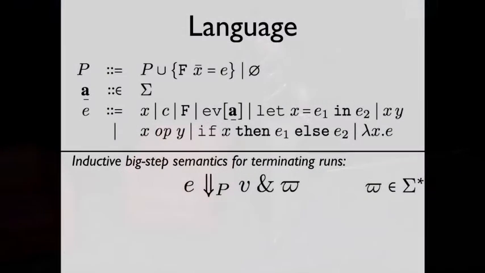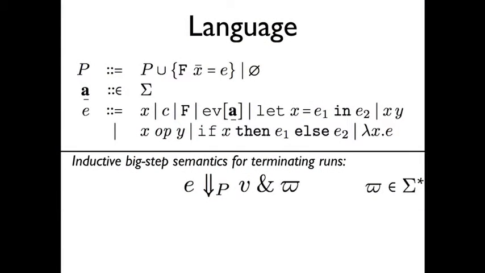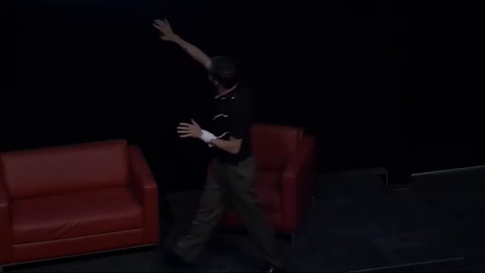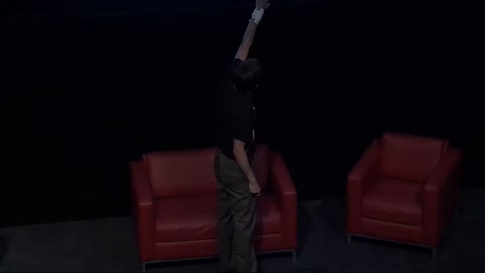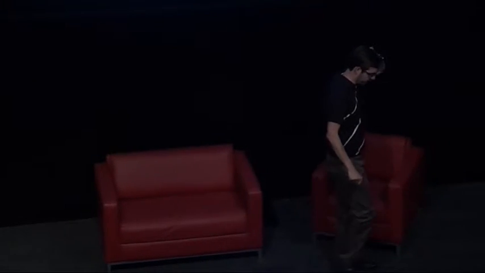So what we had to do is first write down the inductive big step semantics for the terminating runs. These are judgments that say E will reduce to a value V, and when it does, it'll generate an event sequence varpi. And varpi is from sigma star. So these are only finite sequences, because obviously if E is going to terminate, it can only generate finite sequences.